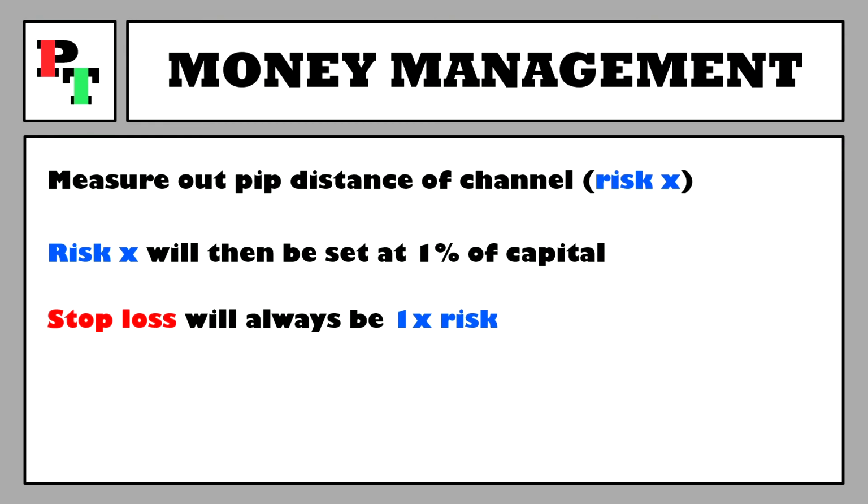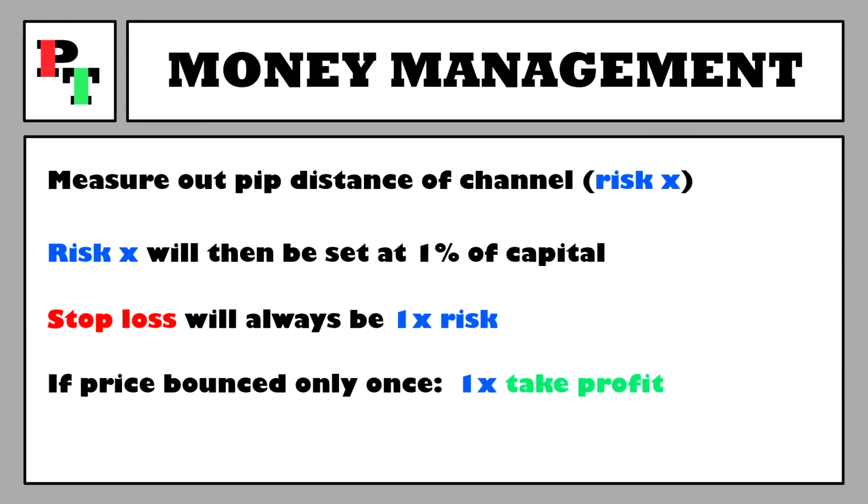When it comes to taking profit though, we will have two different rules depending on the strength of the support or resistance level. If the price has only bounced out of the channel in our favor once on the daily chart in the last year, then we will keep our trade at a 1-to-1 risk reward ratio, so the take profit level will be set at 1x risk.